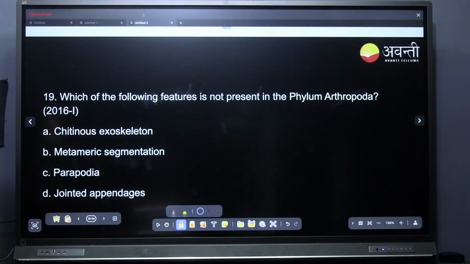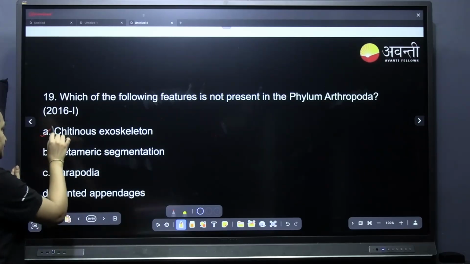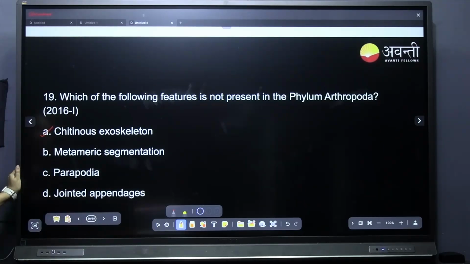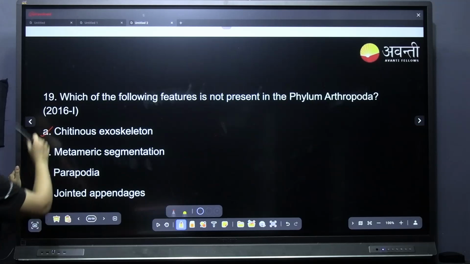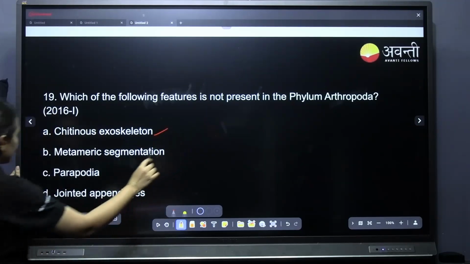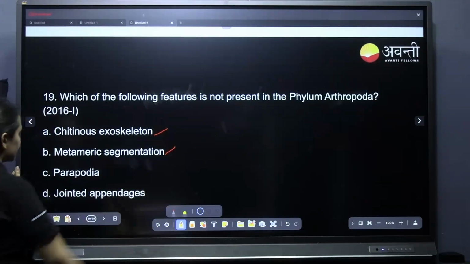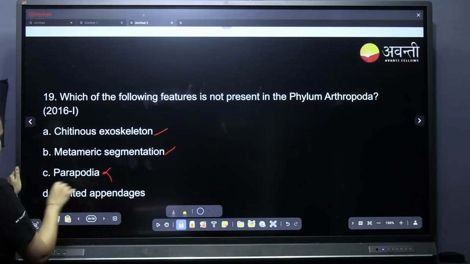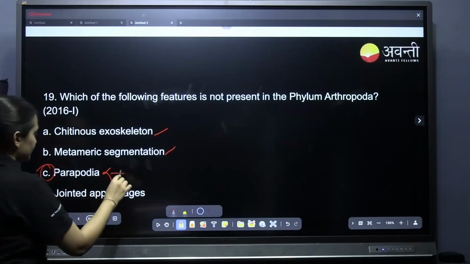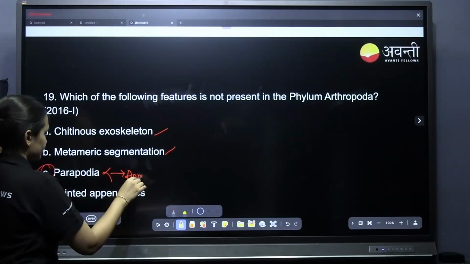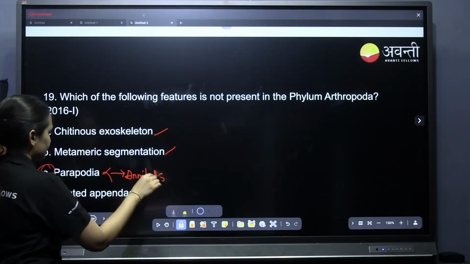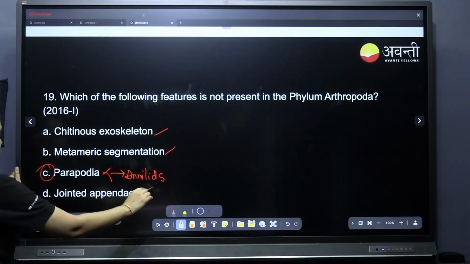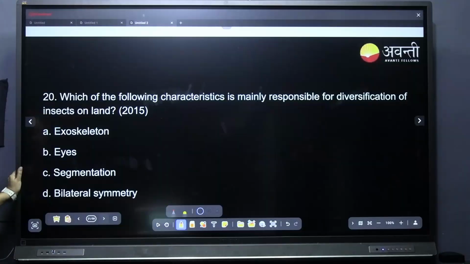Which of the following features is not present in phylum Arthropoda? Chitinous exoskeleton, it is present. Metameric segmentation, it is present. Parapodia is not present; it is present in annelids. Jointed appendage is present. So, C becomes the correct answer.